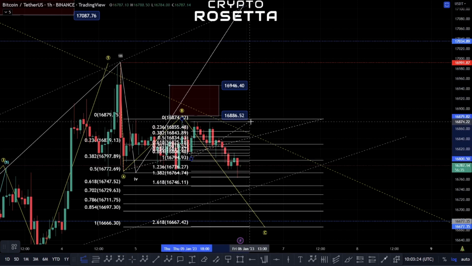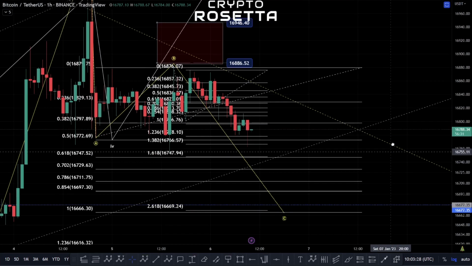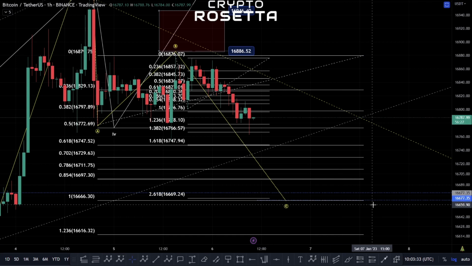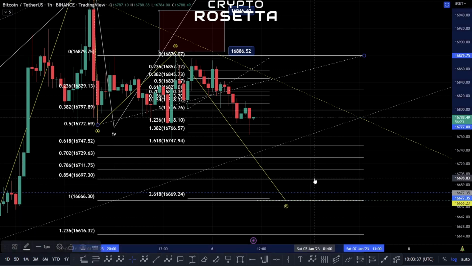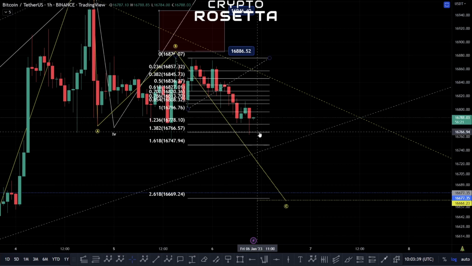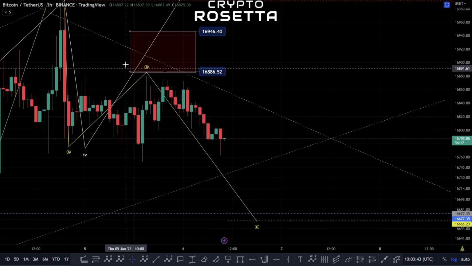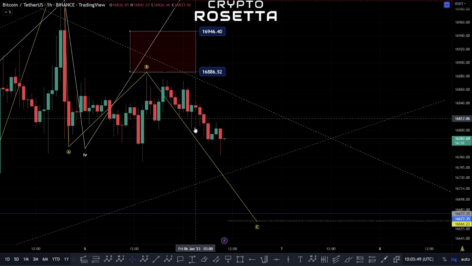So the way that we would have to look at this, we'd have to be careful here, because if we do actually move down, let me remove this. Actually, I'm going to just mark this 1-to-1 here quickly. Let's change that to yellow. There you go. So within this move here, what we'd be looking at is the potential that we could have this as a C wave to the downside.